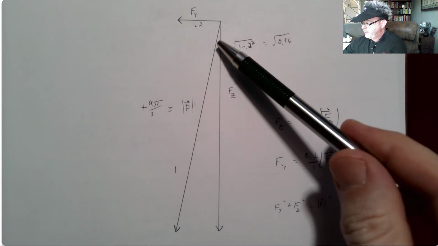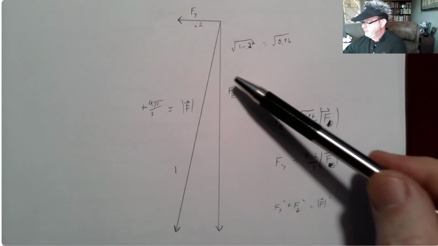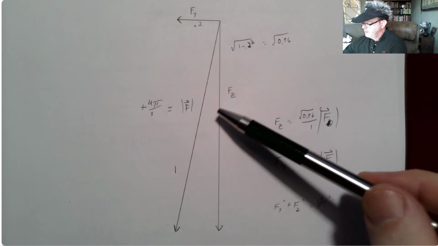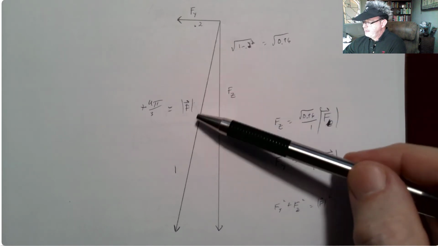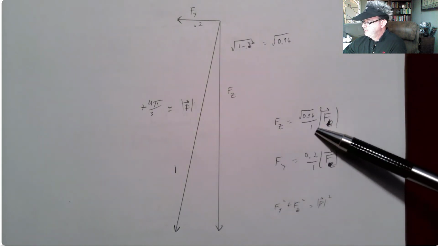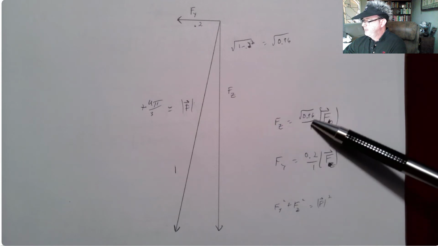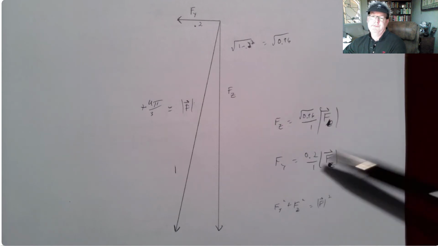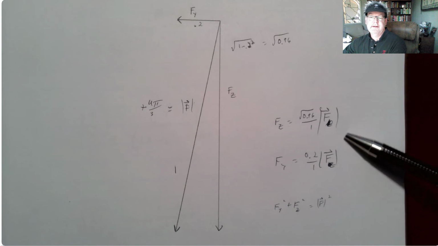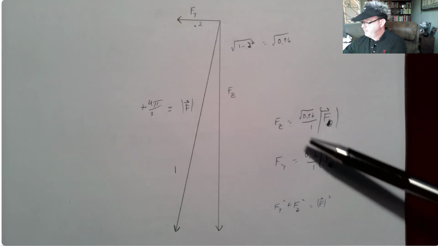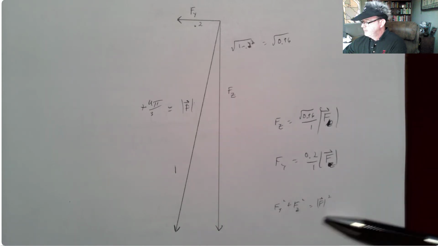The z component, if I found that angle, would be cosine of that angle times this magnitude of the force, but that'll be the same as that length, square root of 0.96 over 1. All right, so there's a force diagram, so we can get the y and z components of the force. Of course, the sum of the squares will work out.